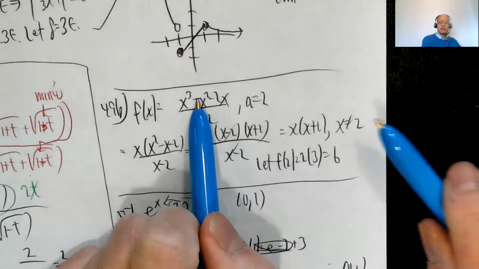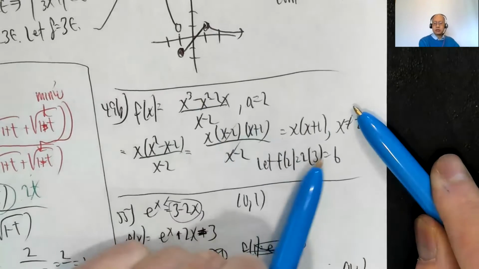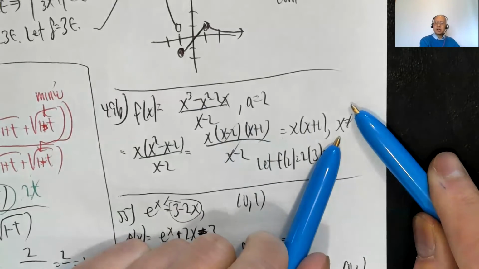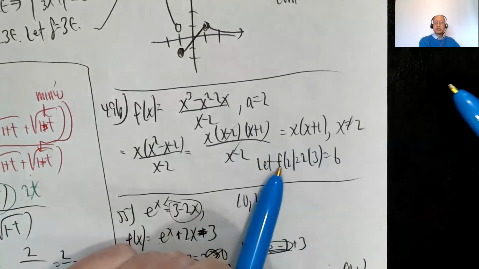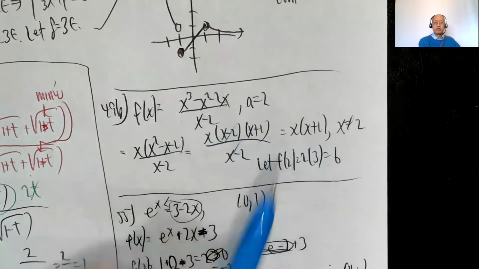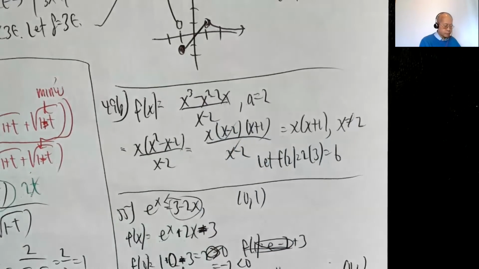So this function is the same as this function except at x equals 2. So how do I remove the discontinuity? Well, let f of 2 be 2 times 3, which is 6. So if f of 2 is equal to 6, that removes the discontinuity.